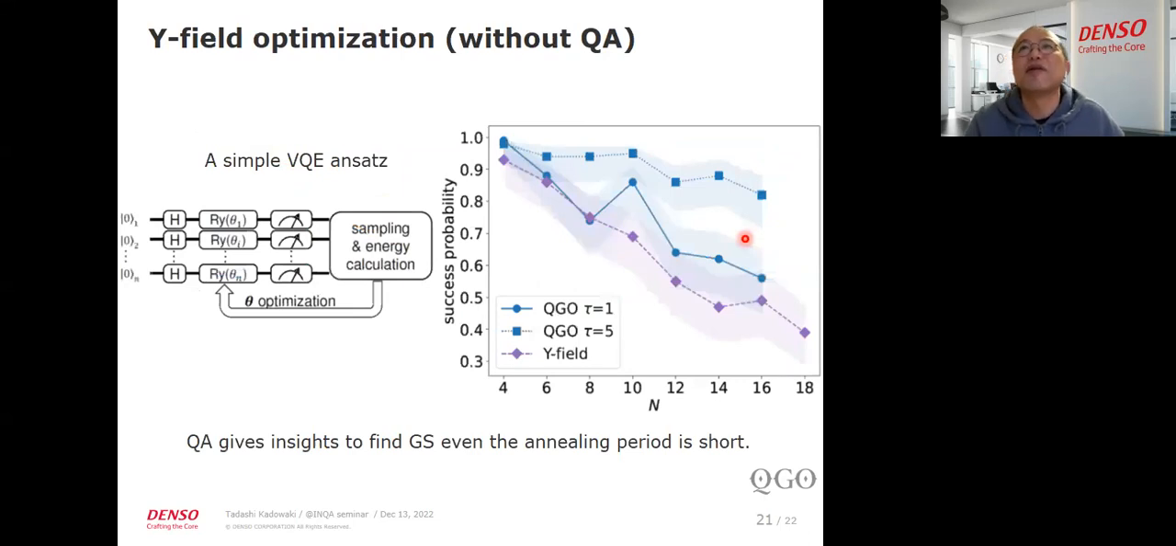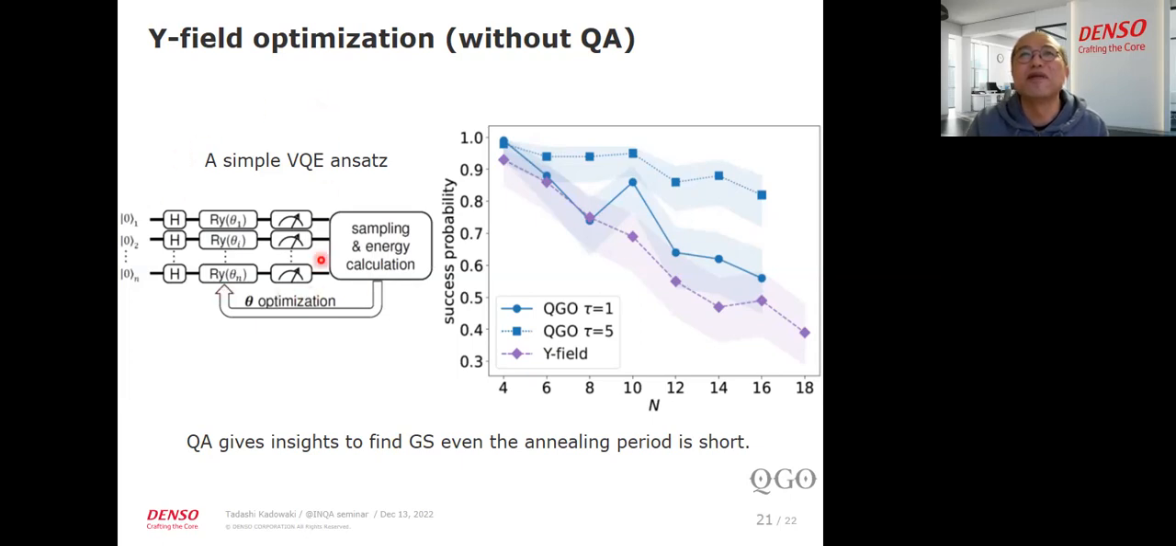And I think this is the last part of the result. We want to know how much the quantum annealing contributed to this good performance, because we conducted very short time annealing. Does that contribute to the quality of the solution? That is the question.